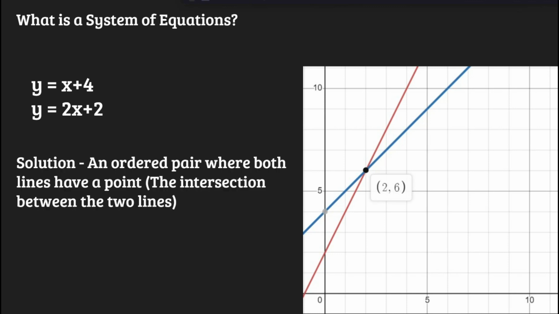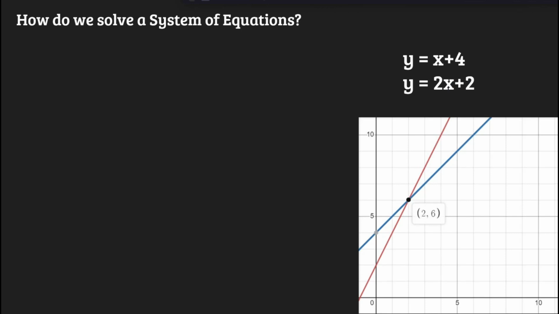So in a system of equations, what we're trying to solve for is the ordered pair where both lines have a point. So this is the intersection between the two lines. So how do we solve a system of equations? How do we solve for this point?